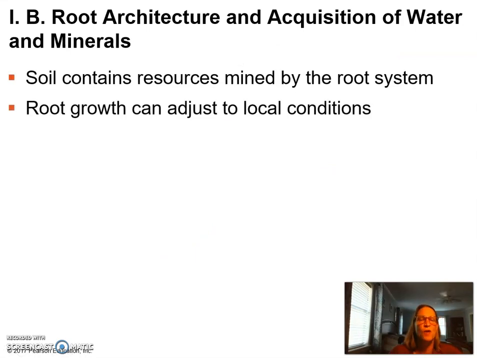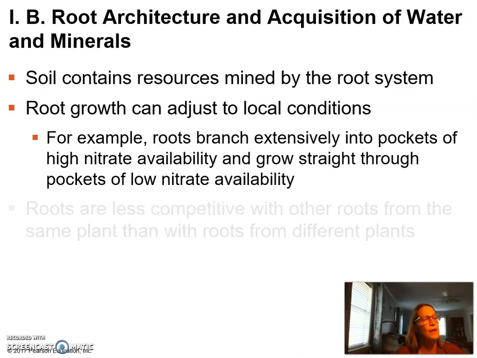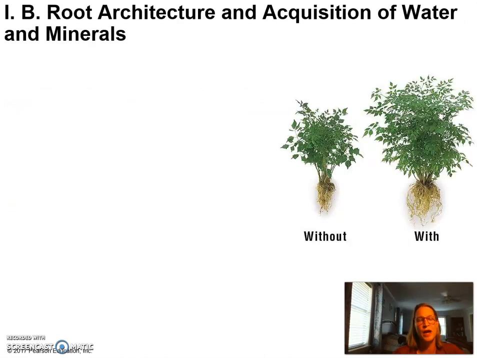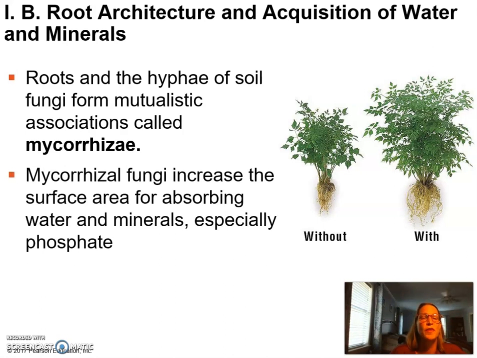We discussed how roots can grow in particular directions in a way that enables them to have better access to water and nutrients. And we also talked about mycorrhizae, which is basically a fungus that forms a mutualistic relationship with the roots of a plant and helps the roots of the plant absorb water and minerals, in particular phosphates.